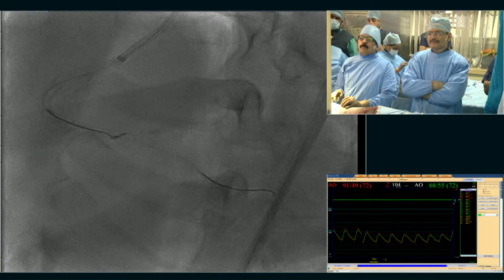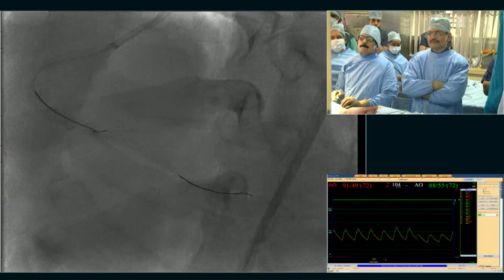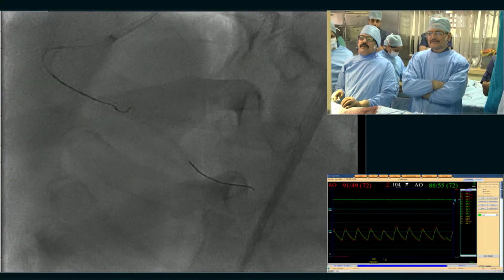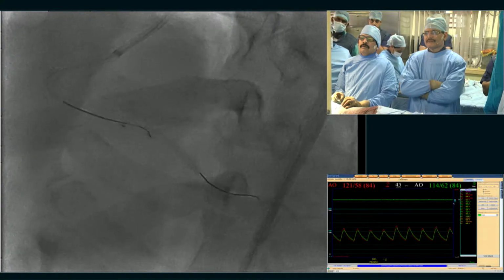Even if you cross with the wire, it will be a challenge to cross with the balloon. A double stent layer. It's a double layer. That's the problem. Very, very challenging to cross.